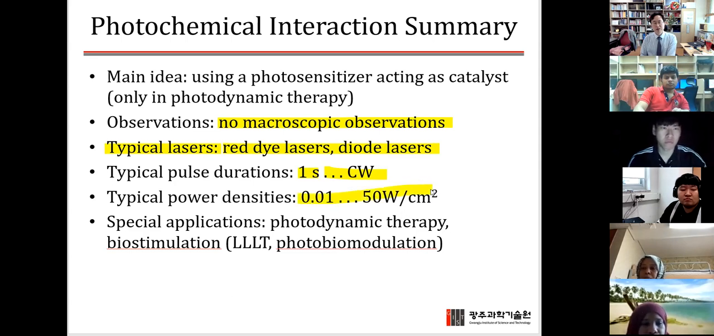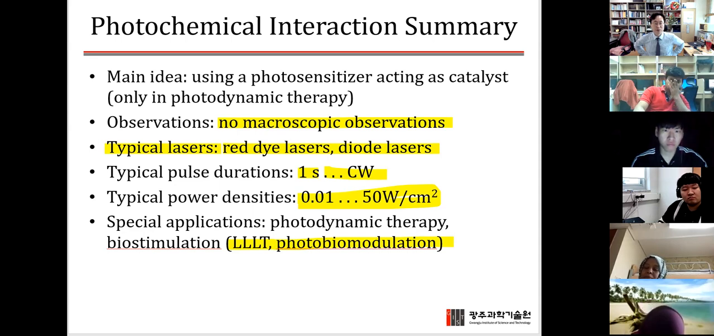Power density is very low, and the special application is PDT or biostimulation, which is also called LLT or photobiomodulation. So it seems like this very low power laser or light can be used for multiple applications. If you have an interest in this field, you can maybe also study in this area.